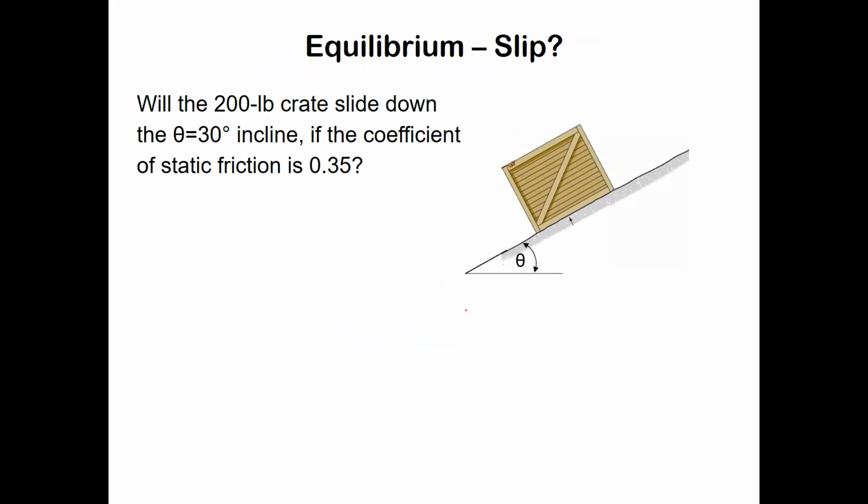So here's a typical problem. This is on the handout, I think. The question is, will the 200-pound crate slide down the 30-degree incline if the coefficient of static friction is 0.35? The standard way to analyze this is to draw the free body diagram, draw all the forces acting on it, and write the equations of equilibrium. You may need to tip the axes so that it works okay.